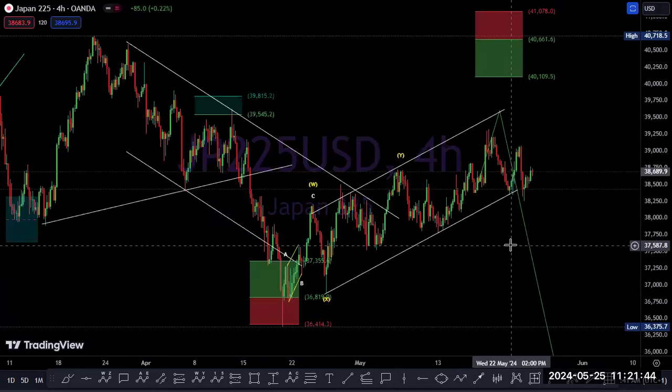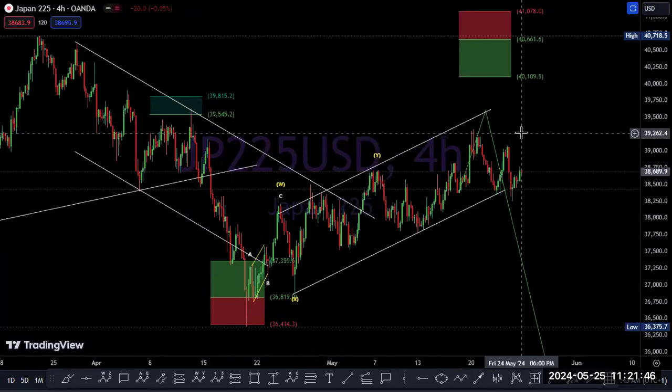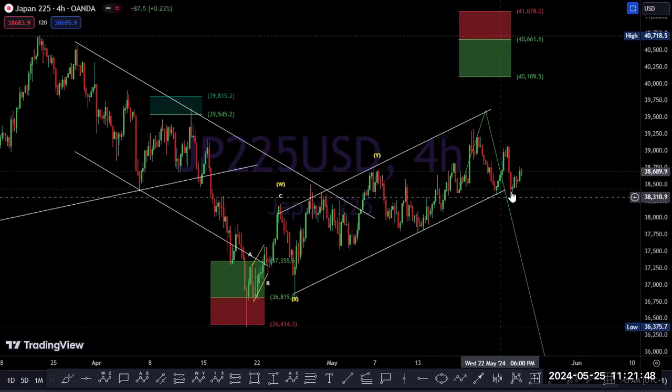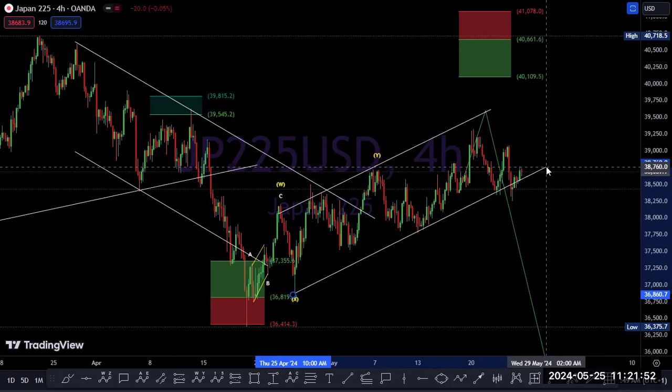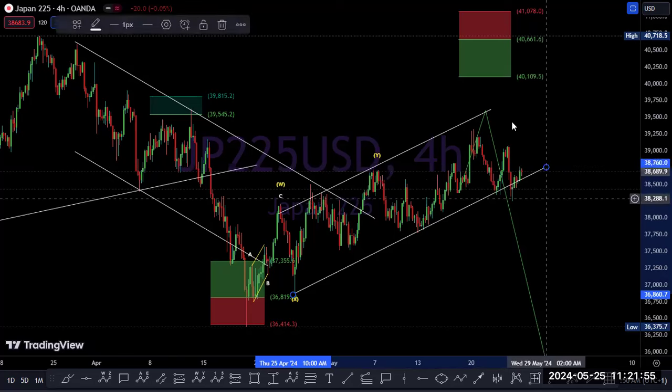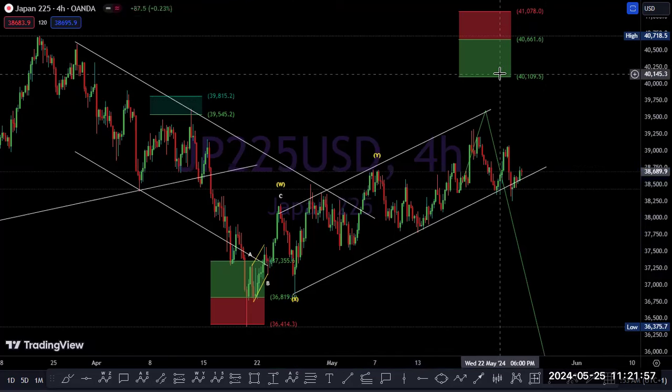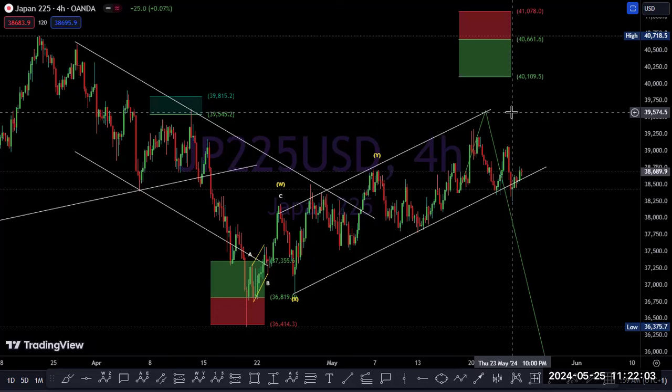JP225. I'm looking for sell. I'm looking for sell on JP225. Meanwhile, I was looking for a proper break of this channel. We didn't break it properly, and I don't think we can still get this. This seems to be far right now. Then what is there that I'm looking for?